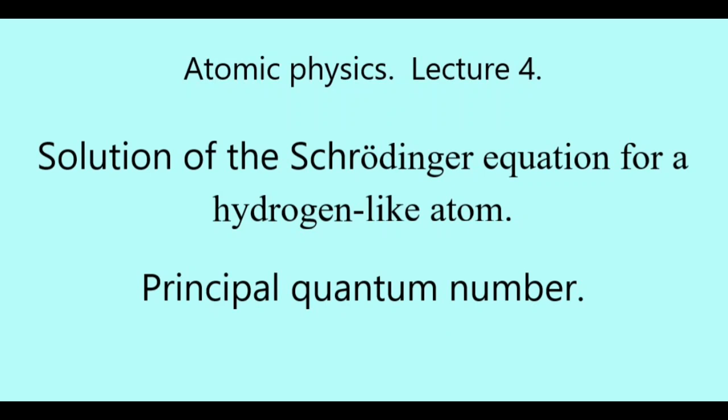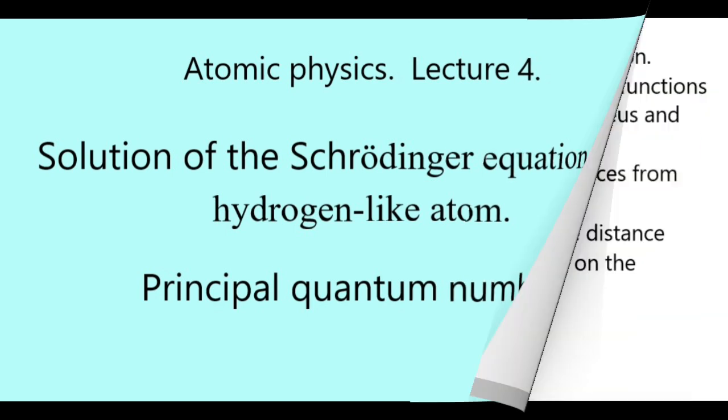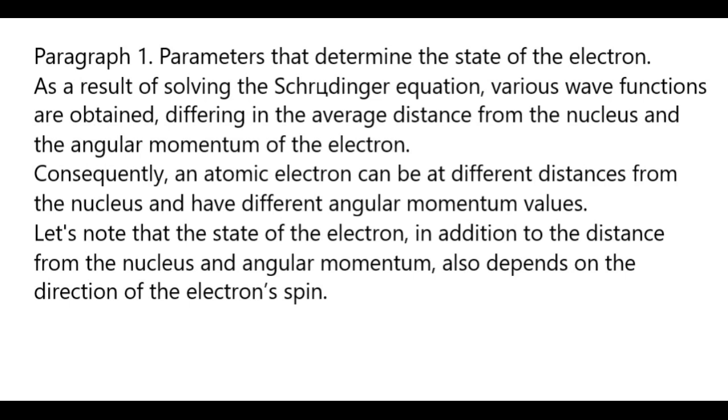Atomic Physics, Lecture 4, Solution of the Schrödinger equation for a hydrogen-like atom, Principal Quantum Number. Paragraph 1, Parameters that determine the state of the electron.